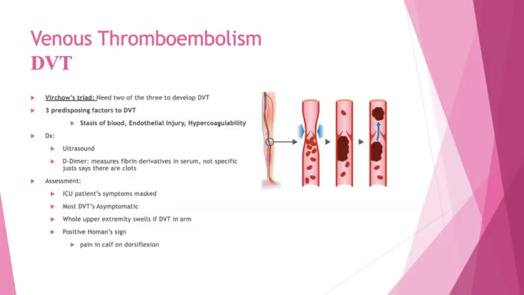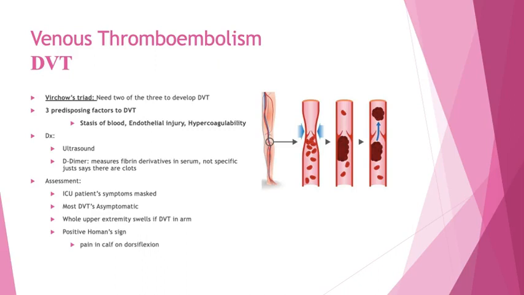And in order for patients to develop a DVT, we have something called Virchow's triad. So you need 2 of the 3 of these criteria to develop a DVT. You're typically going to have 3 predisposing factors to a DVT. You have to have some type of stasis of blood, endothelial injury, and a hypercoagulability state in order for this kind of perfect storm to occur.